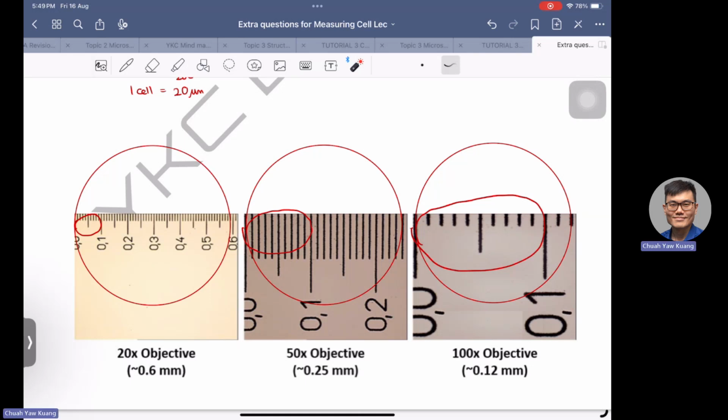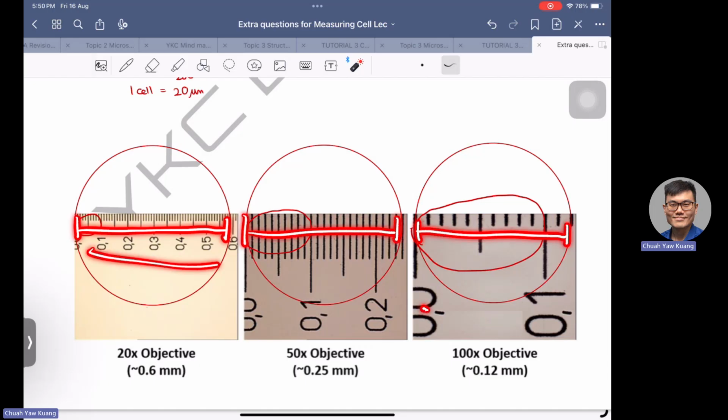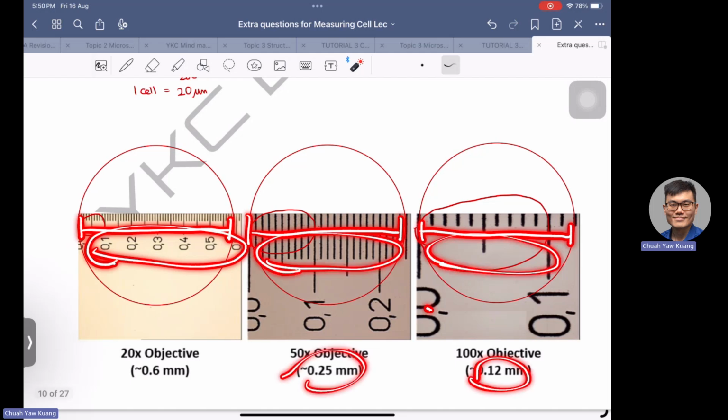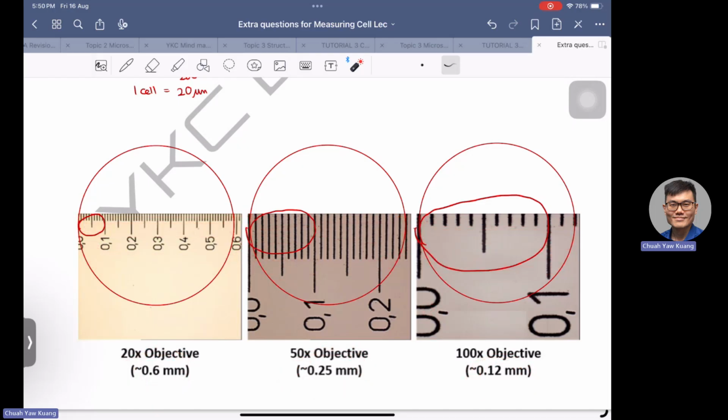So based on this concept, we can conclude that the image of the diameter of the FOV is always the same. The image is always the same regardless of the magnification. What changes is the actual size of this FOV, you can see it is actually decreasing from 0.6 to 0.25 to 0.12. So this is the conclusion that we can make from this concept.